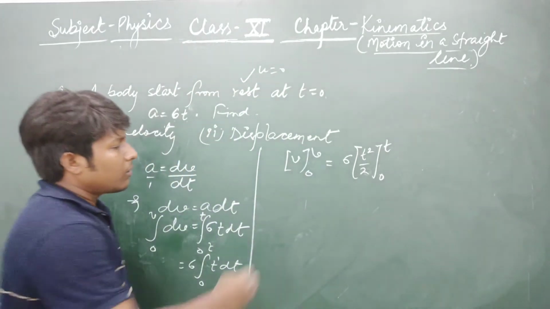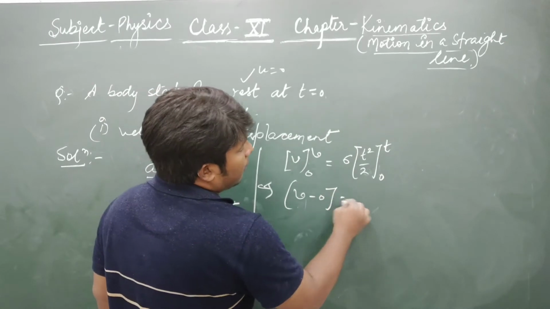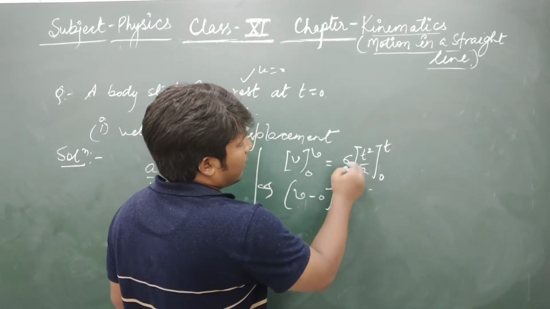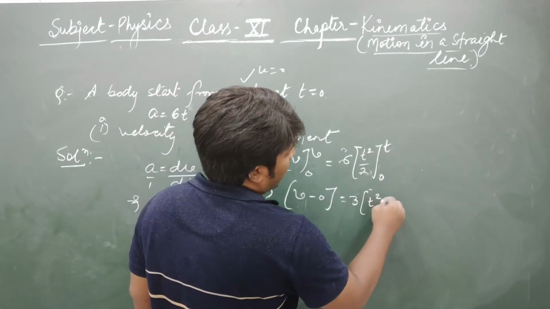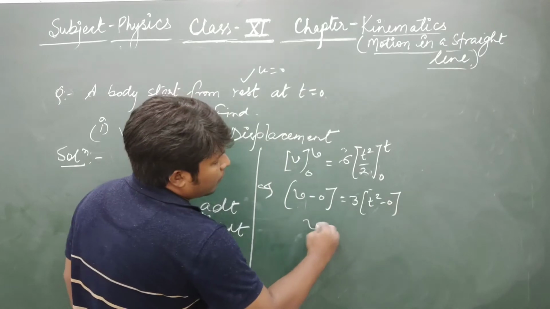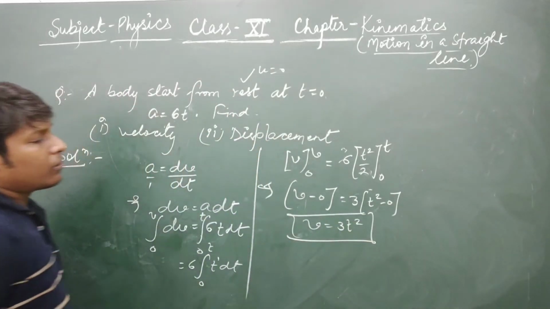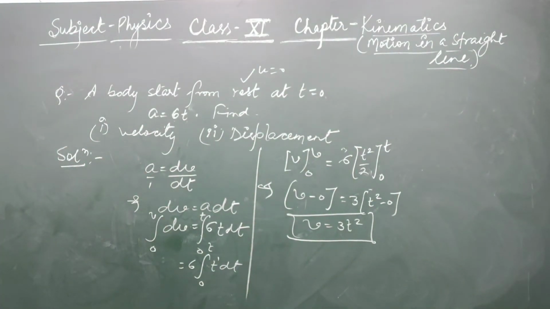Now put the limits. It will be higher limit minus lower limit, or you can take 2 common. 2 threes are 6. So it will be 3 times higher limit t square minus 0. So v is equal to 3t square. Okay, you got the first expression, the velocity, that is 3t square.